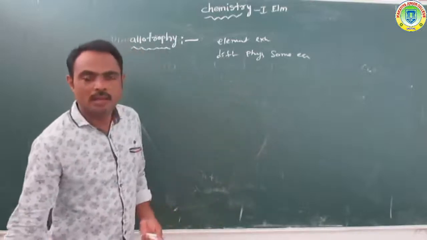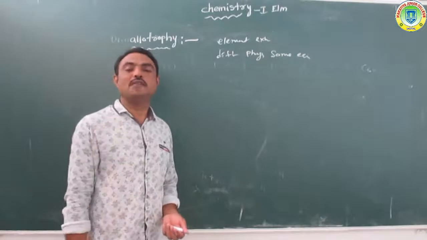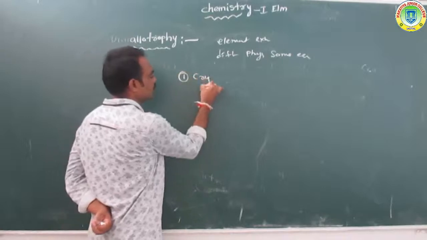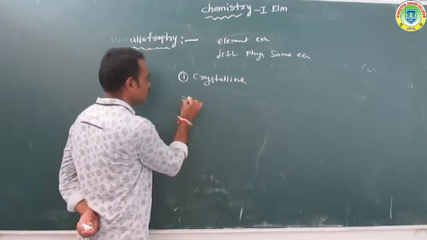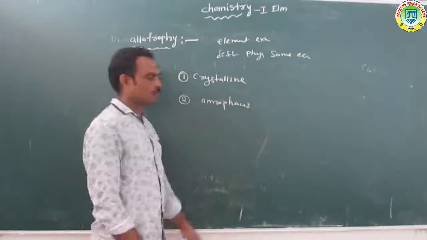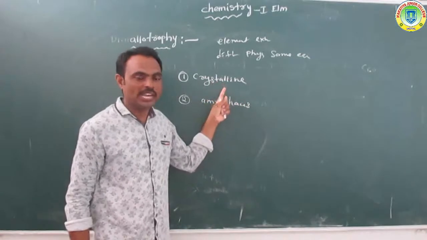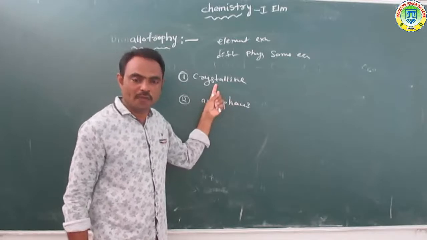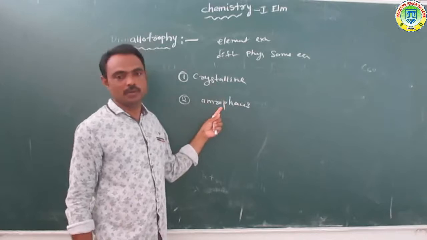So overall, carbon mainly exhibits two types of allotropy property. Number one, crystalline allotropy of carbon. Second one, amorphous allotropy of carbon. Okay, so overall, carbon exhibits how many types? Two types. Number one, crystalline allotropy of carbon. Second one, amorphous allotropy of carbon.